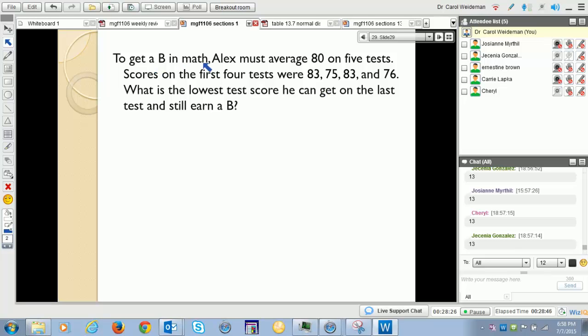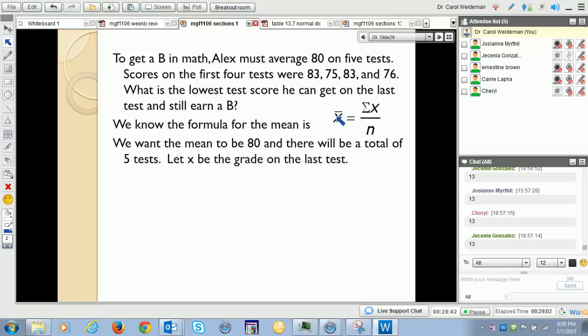So to get a B in a class, Alex has to get 80 on 5 tests. The scores on the first 4 tests were given here. What's the lowest score he can get on the last test and still earn a B? All right, so what do we know? We know that he has to get an 80, so this has to be 80. There's going to be 5 tests, and we know all of his test scores except 1. So I'm going to let that missing test score be X. And all I did was take the formula for the mean, put in what I know, and this right here is what I want to solve for.